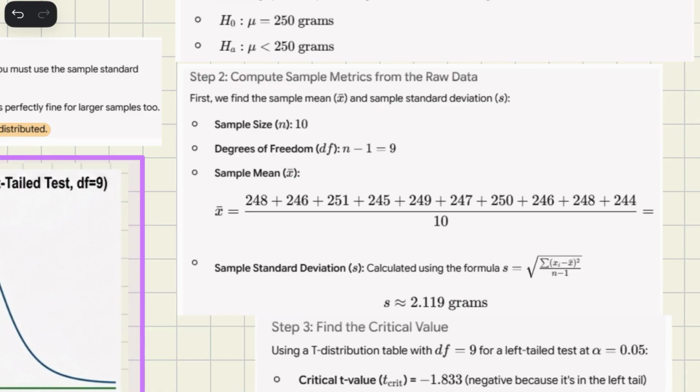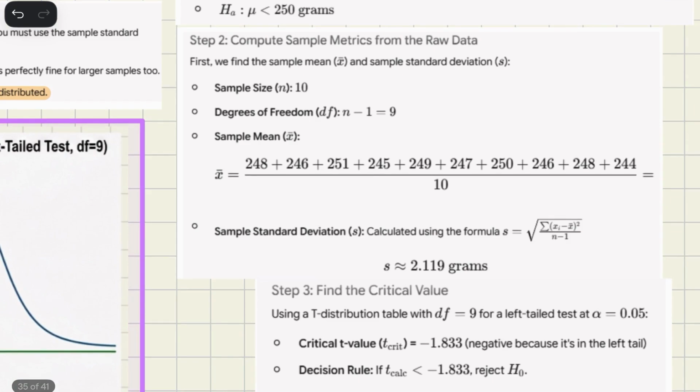Alright, so this means the degree of freedom would be 9, because degree of freedom is calculated by n minus 1, where n stands for sample size. So we have 9 as the degree of freedom. Keep this number handy because we need it for the distribution table, right?